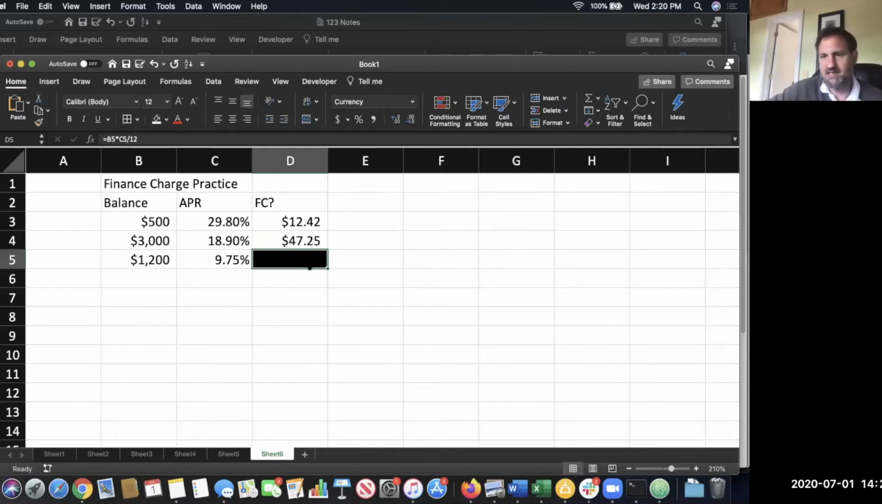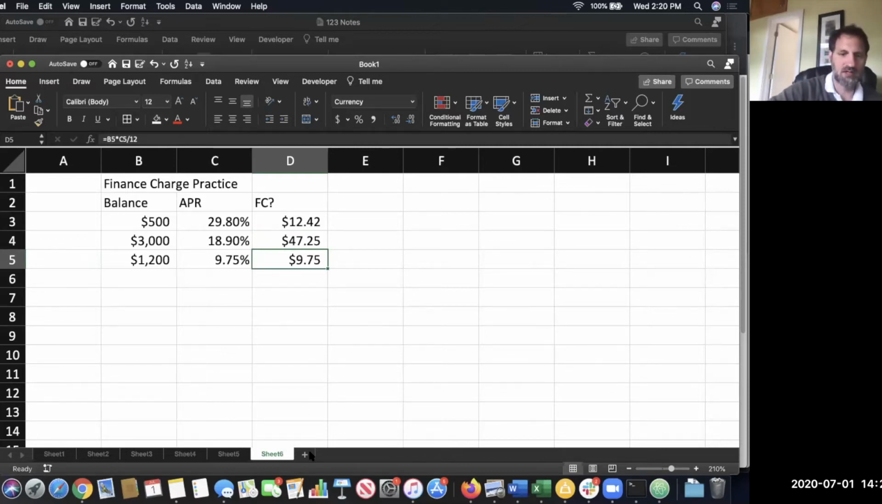Now, in this case, I would say don't round to the nearest dollar, because these financial institutions are going to wring every penny out of you that they can get. So go all the way to the cent: 9.75. Okay, so that's a finance charge calculation. That's the foundation of what we need to be able to do.